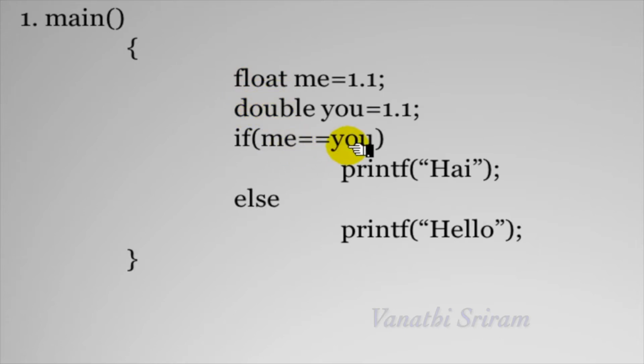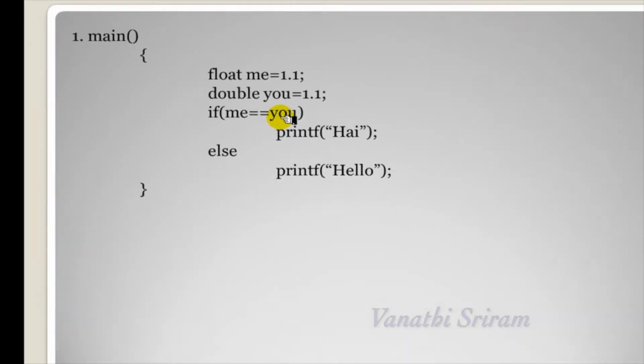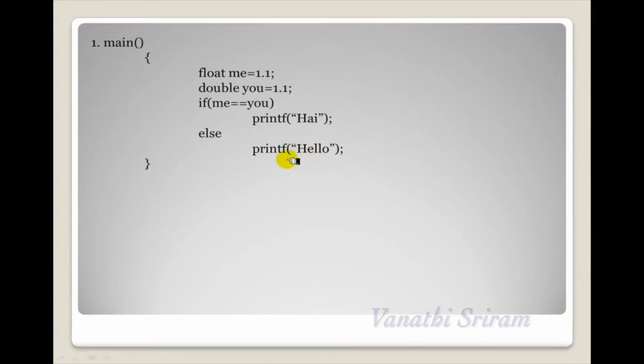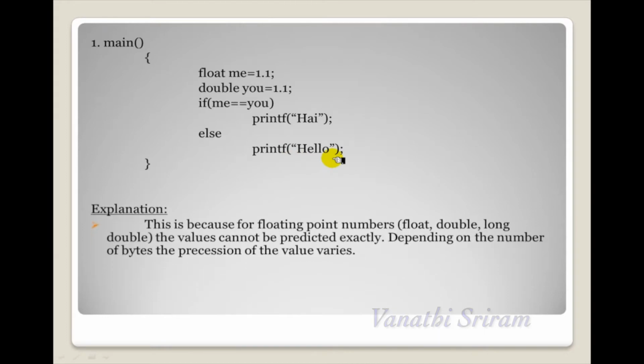Therefore, here, if me is equal to you, then the precision values are considered and it will end up with the wrong condition, therefore displaying hello as the answer. Let's look into the explanation.